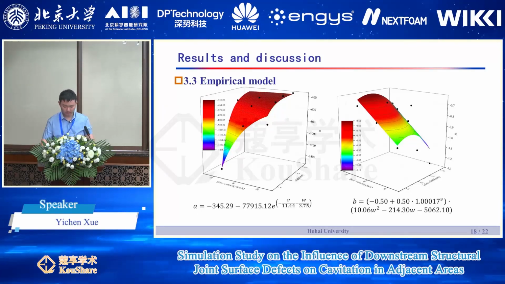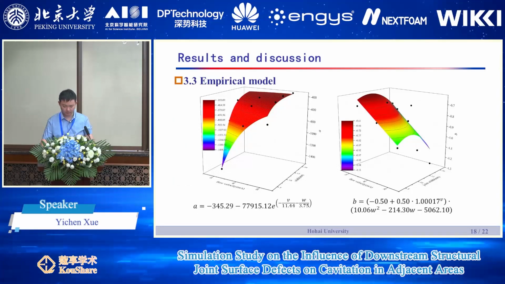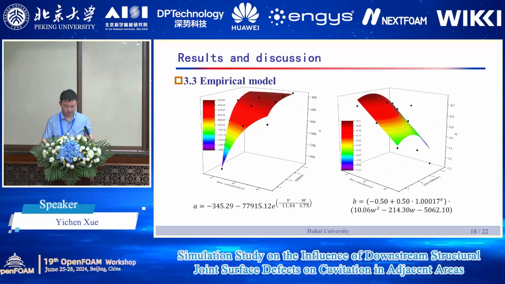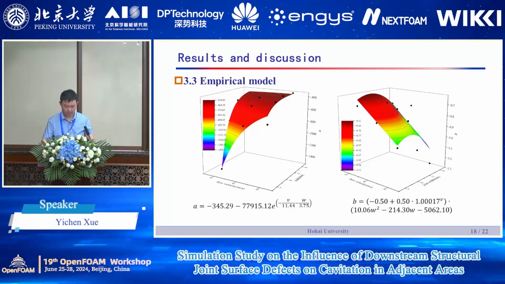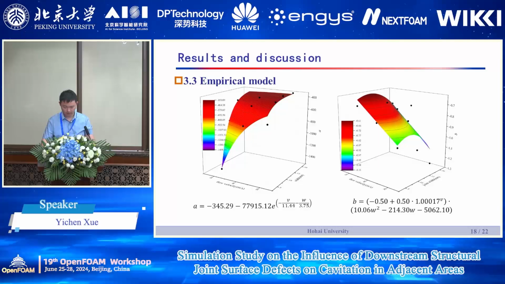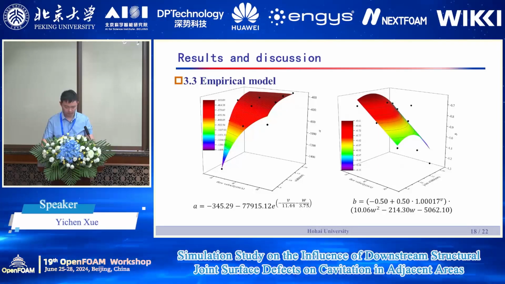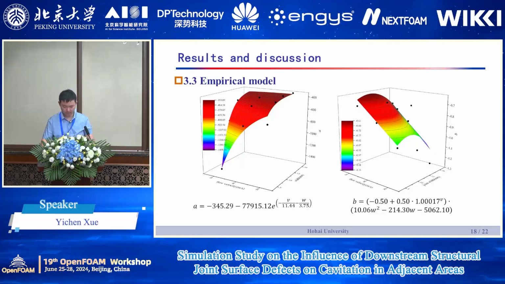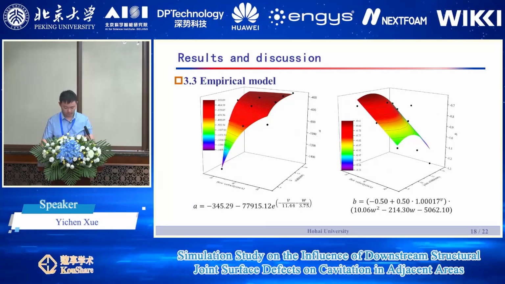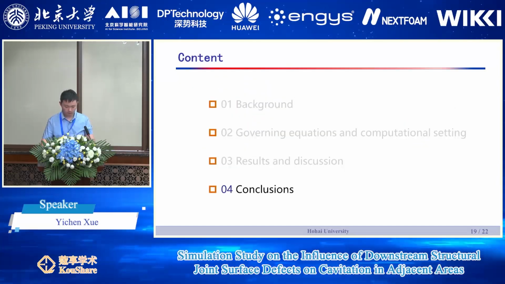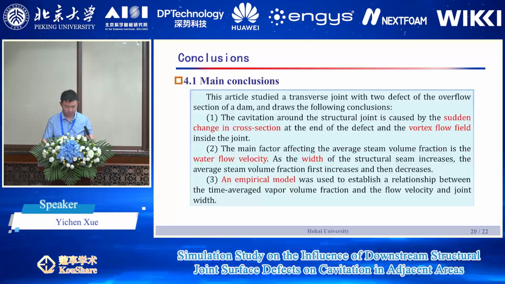However, the effect of joint width is more complex. The time-averaged vapor volume fraction at the edge of a 10 millimeters wide joint is greater than that of the 20 millimeters wide one, creating a peak in the function along the width axis. So we use a parabolic fit to fit it. Now we can draw some conclusions.